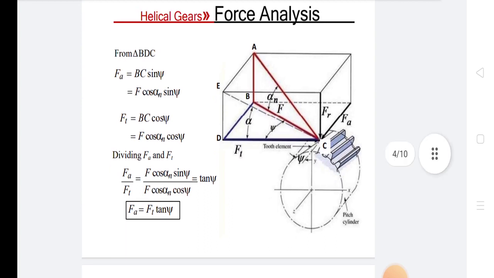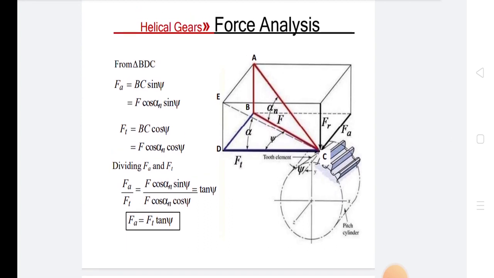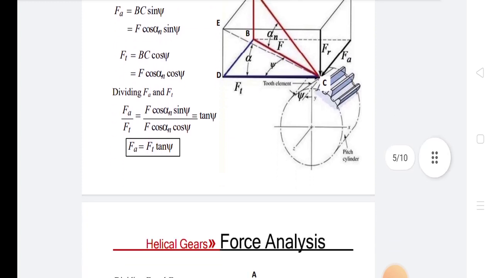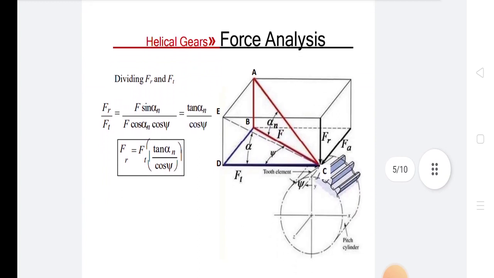cos psi. Dividing Fa and Ft, Fa upon Ft is equal to F cos alpha n sin psi upon F cos alpha n cos psi, that is equal to tan psi. So Fa is equal to Ft tan psi from this diagram. After this, dividing Fr and Ft, Fr upon Ft is equal to F sin alpha n upon F cos alpha n cos psi, that is equal to tan alpha n upon cos psi. Therefore, Fr is equal to Ft tan alpha n upon cos psi.